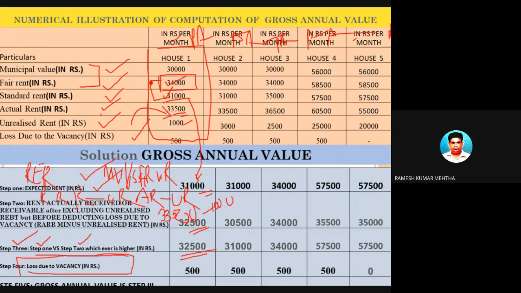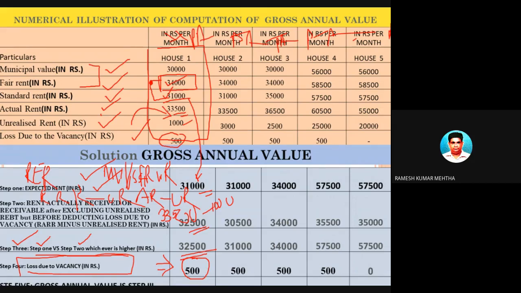So the answer for step 3 is 32,500. Now step number 4, you have to find out the vacancy loss. In this case, it is given straight away that the loss due to vacancy for the whole year is 500 rupees. So 32,500 was the answer to step number 3. Now loss due to vacancy is 500. Just place 500 rupees in the row for loss due to vacancy.